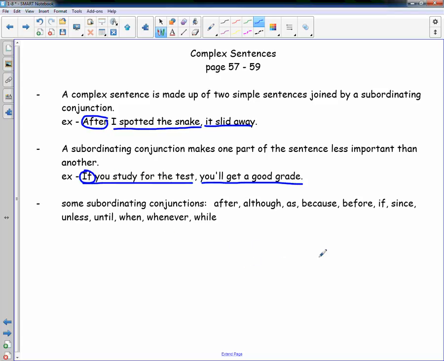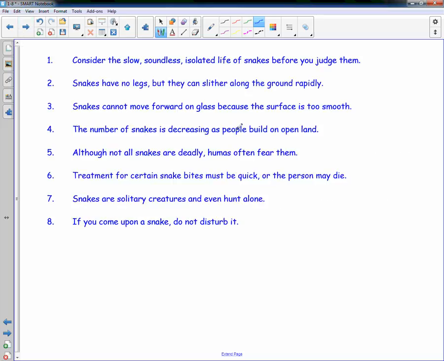Some subordinating conjunctions: after, although, as, because, before, if, since, unless, until, when, whenever, while. Let's try these. What I'm looking for are two separate sentences and then a subordinating conjunction. So consider the slow, soundless, isolated life of snakes. That is a sentence. You judge them is a sentence. Before is a subordinating conjunction. The subordinate clause is before you judge them. So I have a subordinate clause, before you judge them, and an independent clause.